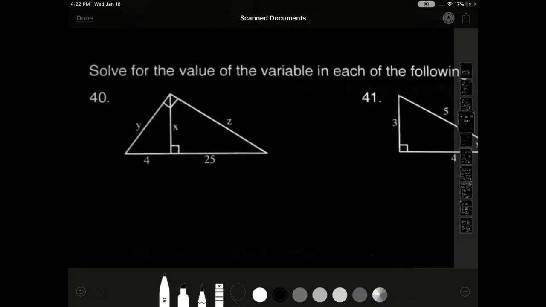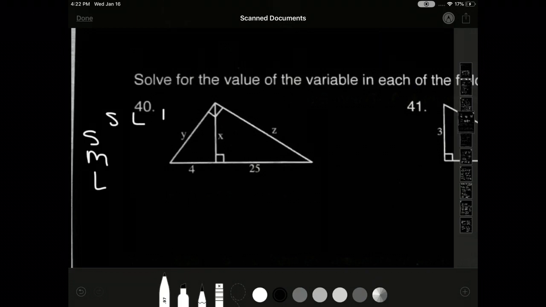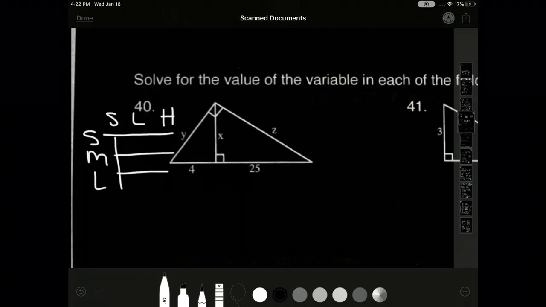Now in the next section, we just want to find the value of the variable in each of our pictures. So we have a variety here. In the first one, this is one of those where I would say, hey, write the table. The one where we had small, medium, and large this way. We had short, long, and hypotenuse this way. The unfortunate part is I don't have a lot of space here. I can try to cram this in here.